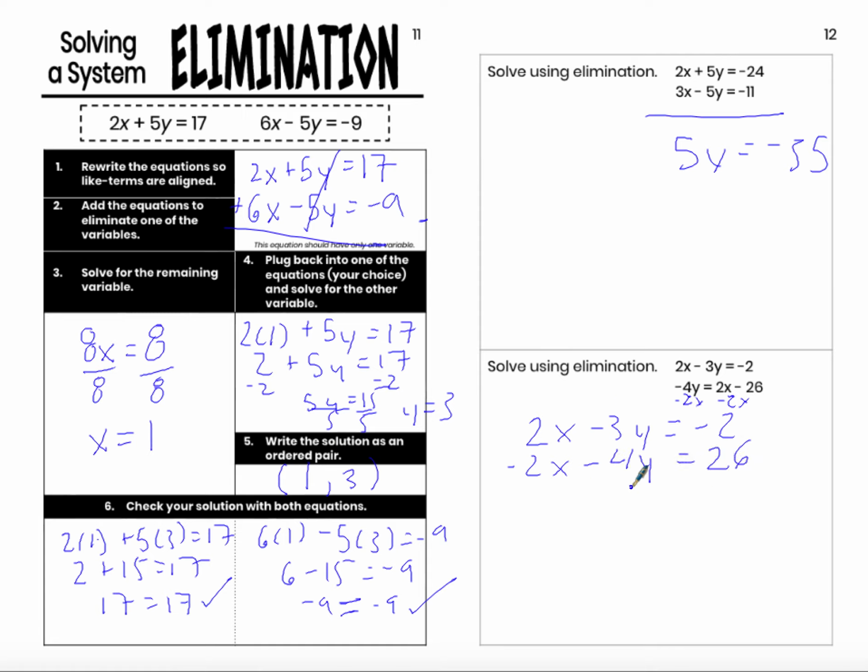The x terms, the y terms are lined up. Same side of the equal sign. 2x minus 2x, or 2x plus negative 2x. Again, we just end up with a really negative 26. Okay. We end up with a great one-step equation.